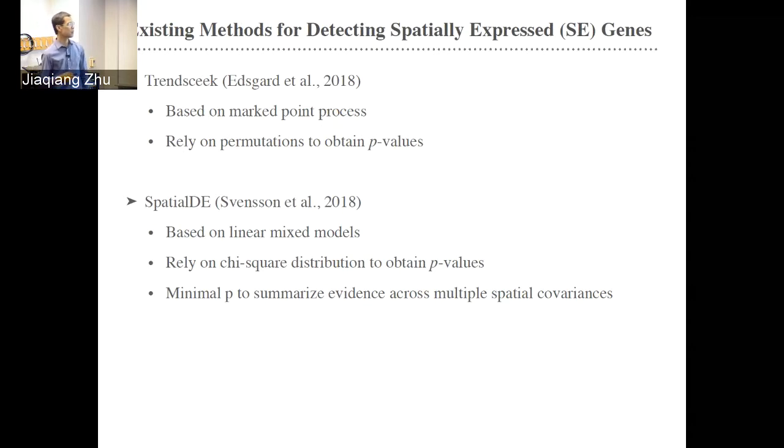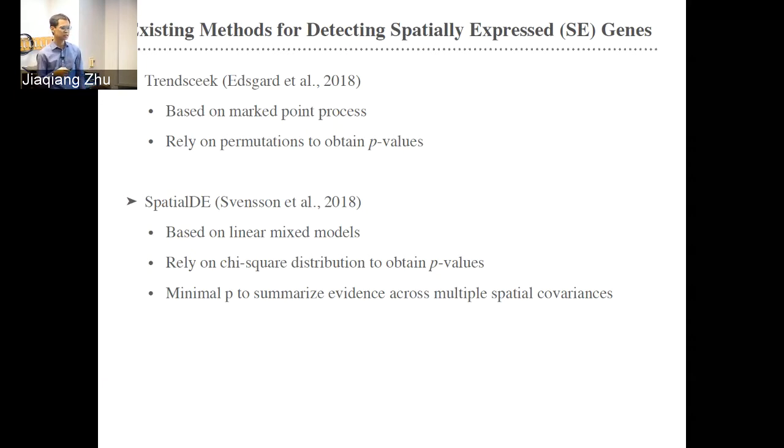So there are two existing methods developed for detecting spatially expressed genes. The first one is trendsceek. This method is based on a marked point process where the points are used to represent the spatial location of each cell, and the marks on each point represent the expression levels. It tests the points in a pairwise manner to identify whether the expression level depends on the relative distance between the points being analyzed.